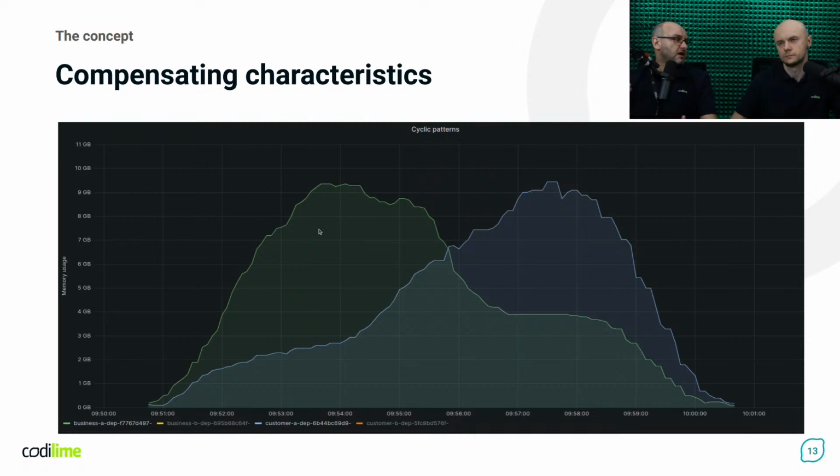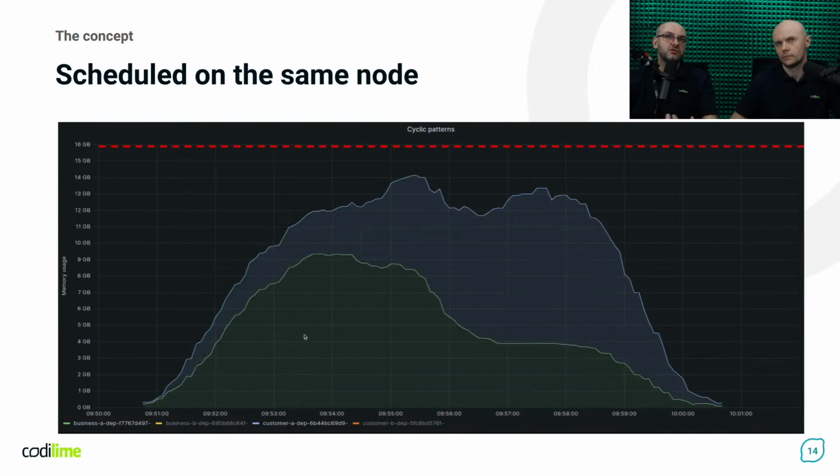For the customer application, the behavior is opposite. So we can say when one application is consuming a high amount of resources, the other is consuming a low or moderate amount of resources. So having this knowledge about the workloads, the scheduler can intelligently schedule them on one node instead of two, because the cumulative resource consumption of those two applications is not surpassing the total capacity of the node.